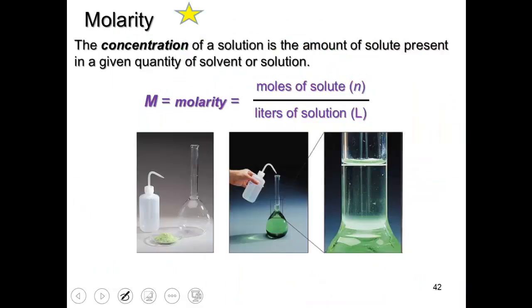Now, when we talk about solutions, we really want to know about the concentration. It is always talking about the amount of solute versus the amount of solvent. The more solute, the more concentrated a solution will be. Now, one of the units of concentration that is really important is called molarity. Wow, look, it has the word mole in it.